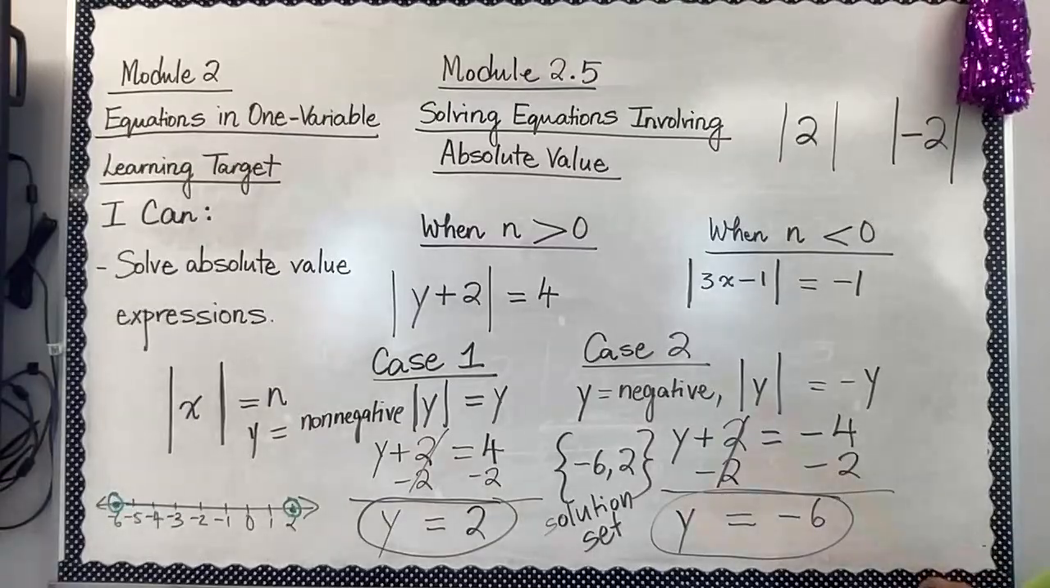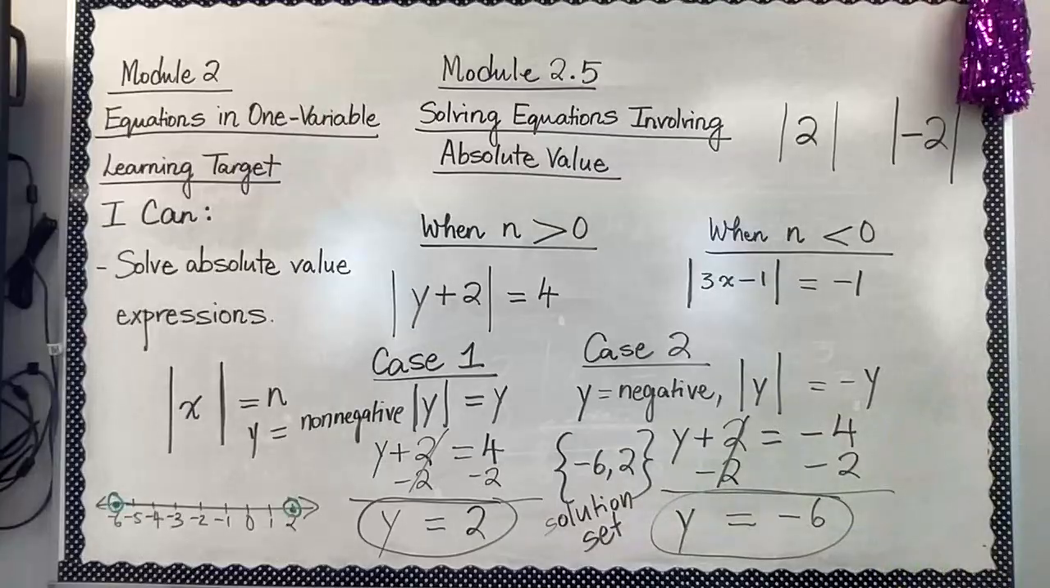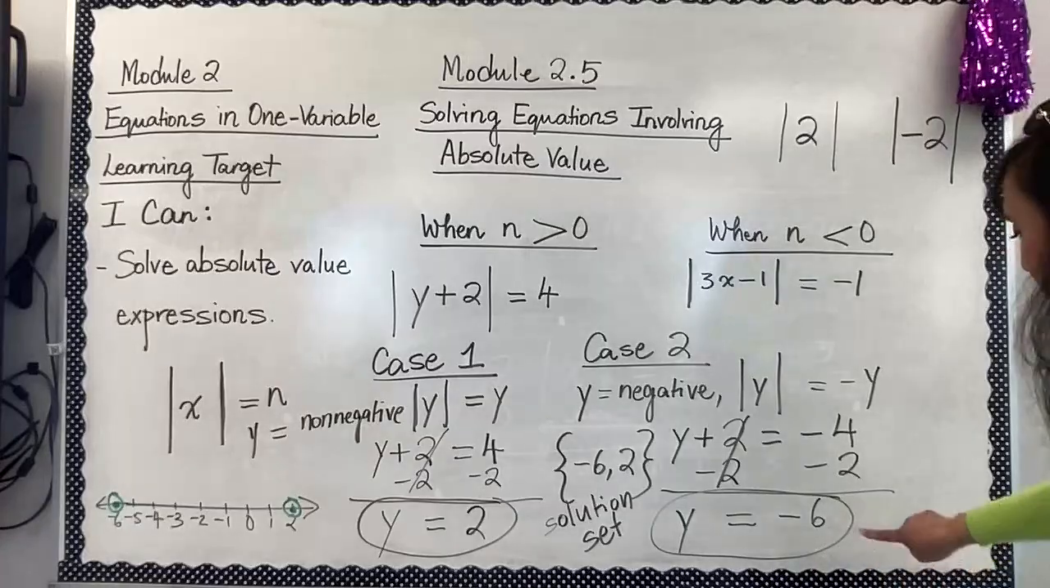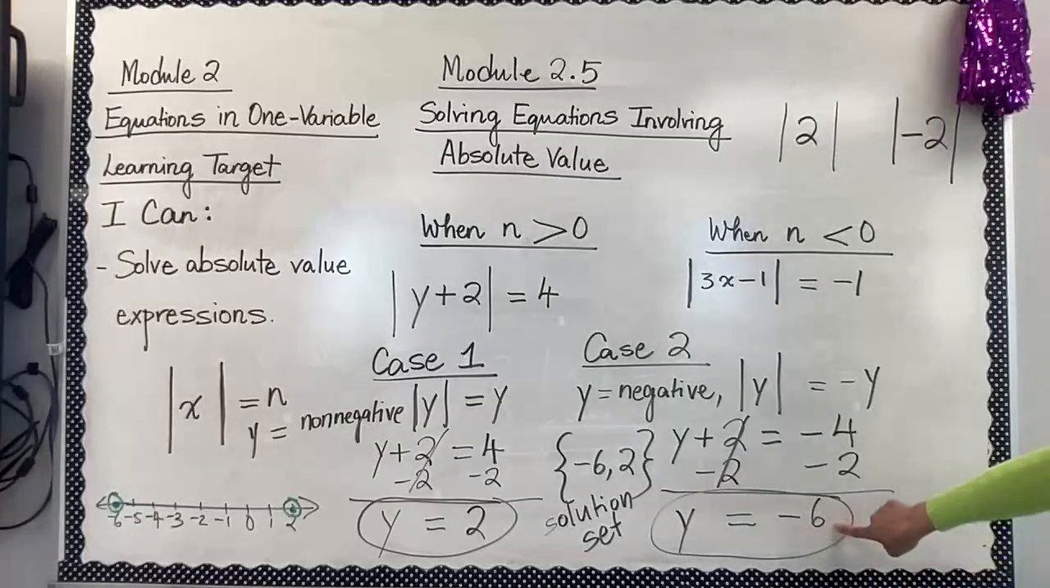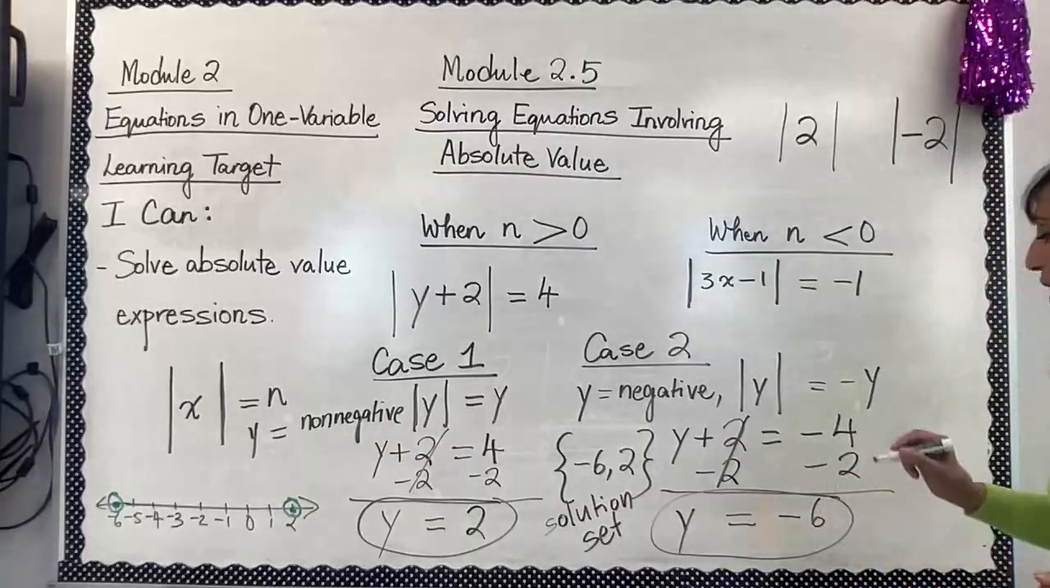Now, if I am checking my work, it's always important to check. So I'm going to take my original equation and substitute the values into it. For the one where y is equal to -6, all I do is take the -6 and substitute it into the original equation.